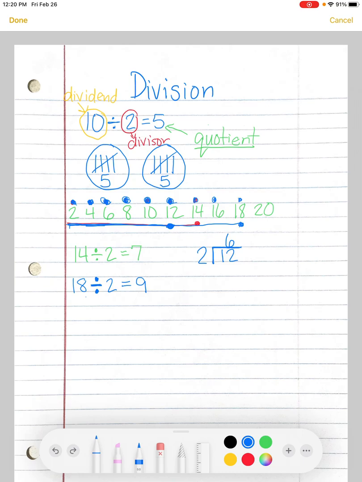All right, let's try one more using the bracket. So let's do 20 divided by 2. Go look in your 2's until you get to the 20, which is right there. All I have to do now is count over. 1, 2, 3, 4, 5, 6, 7, 8, 9, 10. My quotient, my division answer, is 10. 20 divided by 2 is 10.